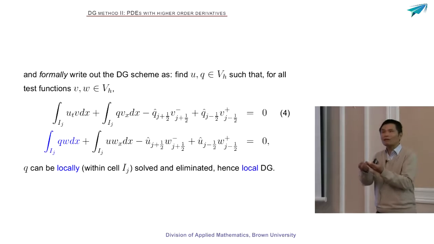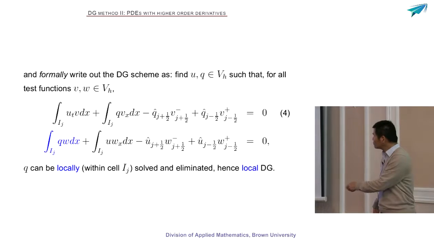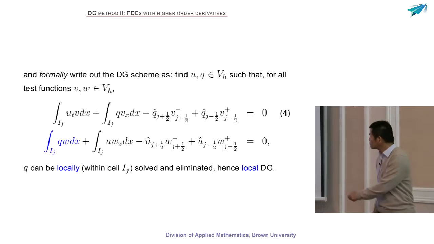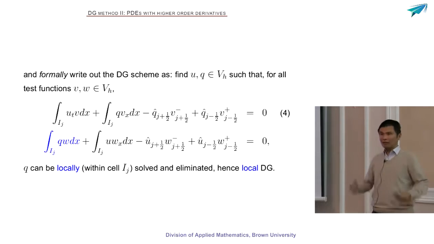And also, if you take a locally orthogonal basis, this is even a diagonal matrix. It's nothing to invert. So you can see that from the second equation, you can immediately write down Q, which is a local polynomial, by using information of U only in yourself and in your two immediate neighbors through the numerical flux, right? So you have the polynomial U of the 3 cells, you immediately get the polynomial Q in your current cell by either inverting a small mass matrix or inverting nothing if you have a diagonal orthogonal basis.